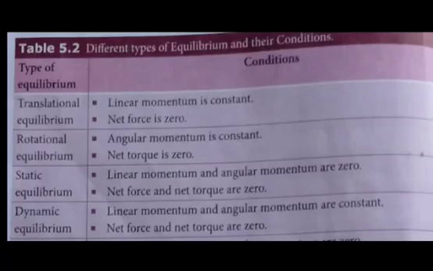The third one is static equilibrium. Static means not moving, the object doesn't move. That is called static equilibrium. So here linear momentum and angular momentum are 0, and net force and net torque are 0. Next, dynamic equilibrium. Dynamic equilibrium means the rate of forward reaction is equal to the rate of reverse reaction. So linear momentum and angular momentum are constant, and net force and net torque are also 0.